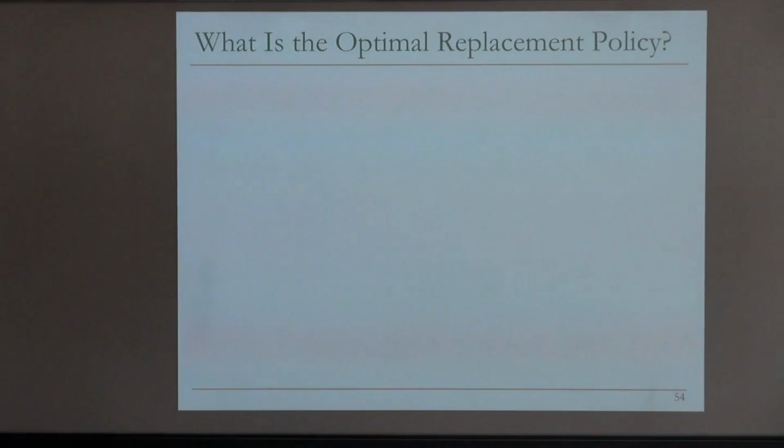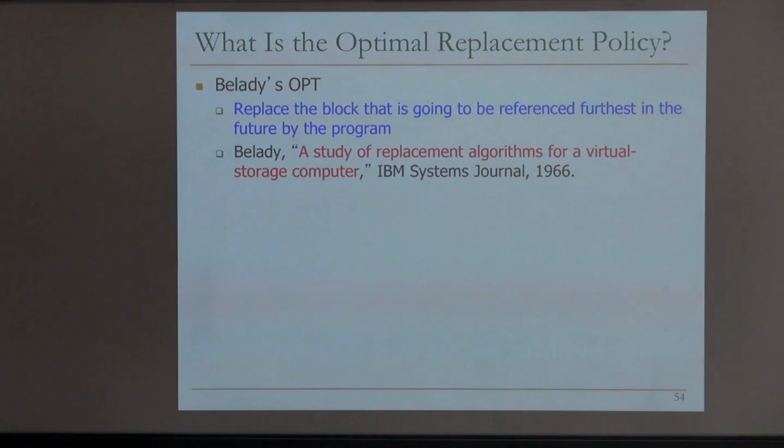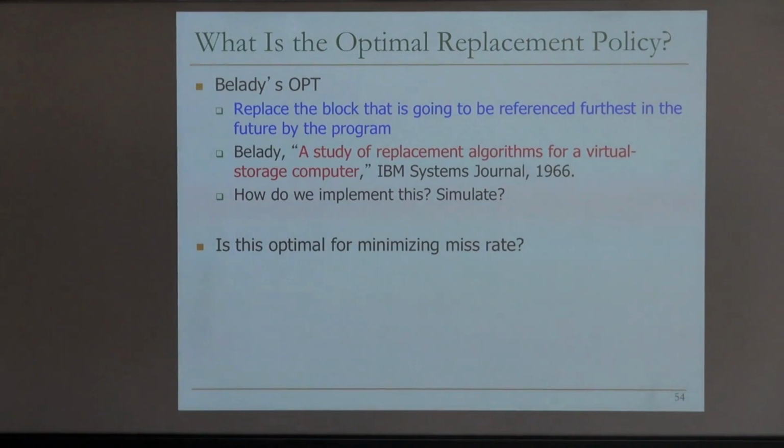So let's go back to the optimal replacement policy. Belady's optimal, you may have heard of. It's an optimal replacement policy that's especially developed for disks. And this basically says, replace the block that's going to be referenced furthest into the future by the program. This is optimal with some assumptions. Is this optimal for minimizing miss rate? That's the idea, basically. It's optimal for minimizing the miss rate, assuming some things, of course. Assuming that you actually replace something. So if you don't replace something, if you have the opportunity to bypass the cache, then it becomes a little bit different, actually. Is this optimal for minimizing execution time?